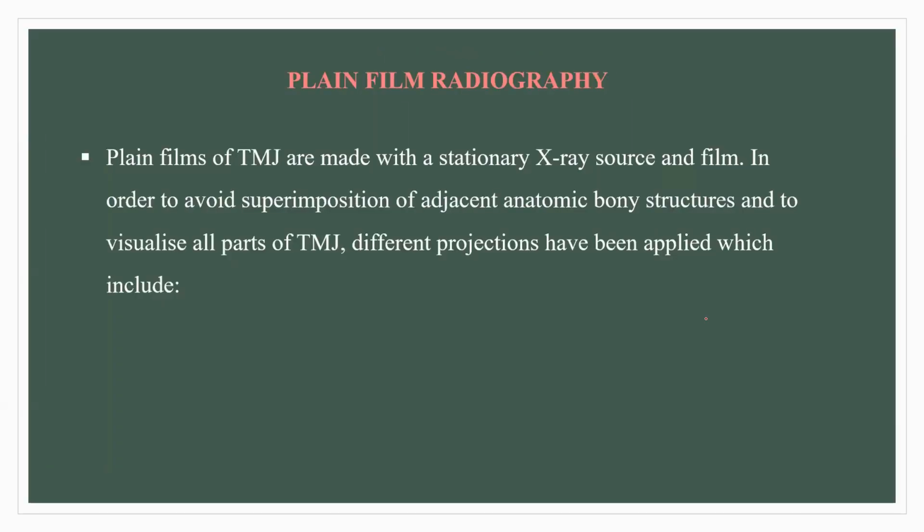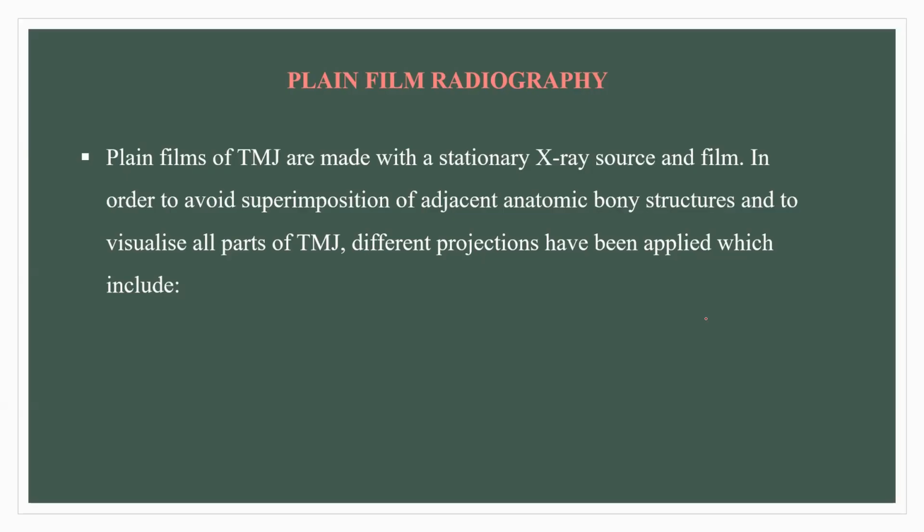So first, we'll be talking about the hard tissue imaging, under which mainly we have the plain film radiography, or the conventional plain film radiography. It is made with a stationary X-ray source and the film, same like your IOPA. We use a bigger film and a PID to see the various aspects of the temporomandibular joint. So in order to avoid superimposition of the adjacent anatomic bony structures and to visualize all parts of the TM joints, different projections have been applied.